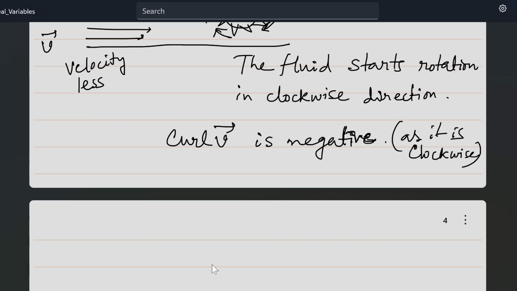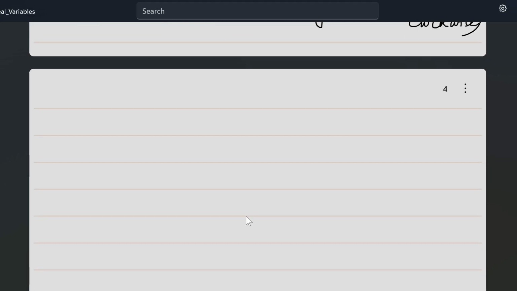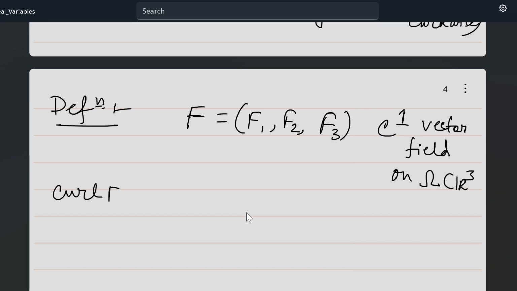Okay. So what is the definition of curl now? I just told you about the physical interpretation. Now what is the definition? Suppose F is a vector field. Vector field means a fluid, as I told you first. So F has three components, suppose F1, F2, F3, and they are C1. C1 means first order derivative or continuous. C1 vector field on some region omega. Then what is curl? Curl of F is equal to this cross product.